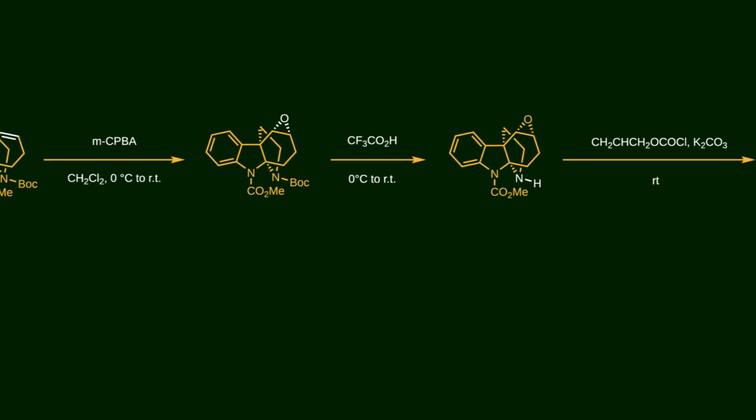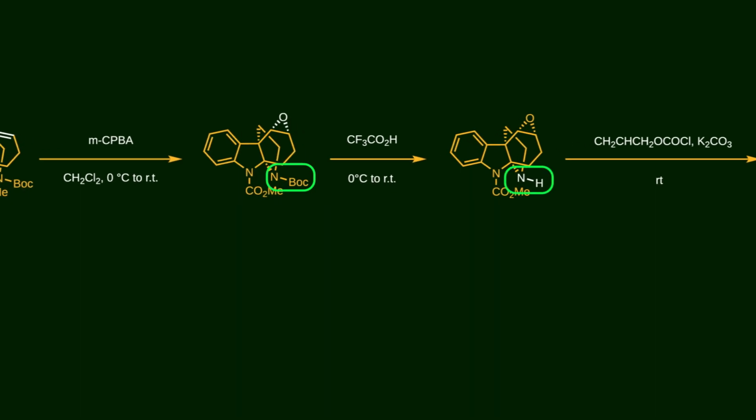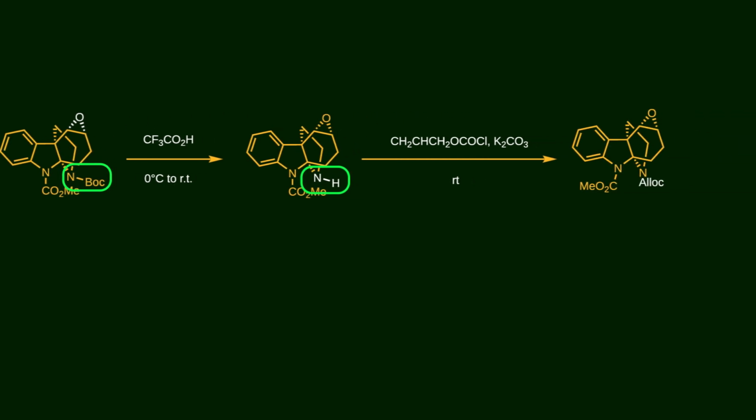After epoxidation with mCPBA, the Boc protecting group is cleaved under acidic conditions to produce a free secondary amine. Then it's again protected by the allyloxycarbonyl group, which benefits from resistance to acidic conditions. Notice that both protecting groups are acid stable and are ready for further manipulation in the next steps.